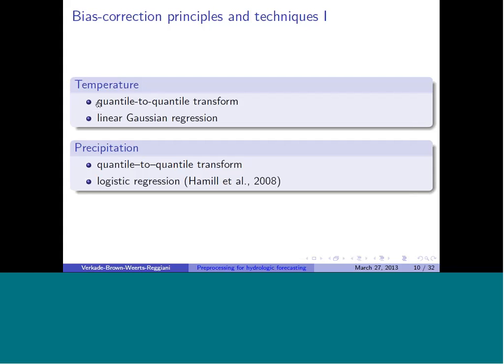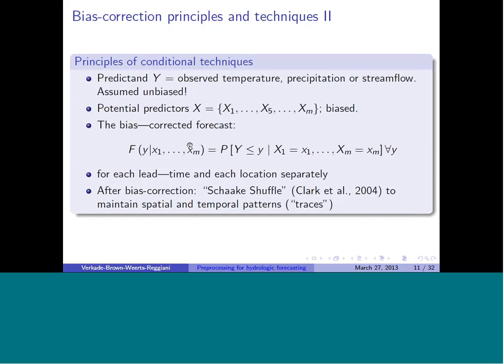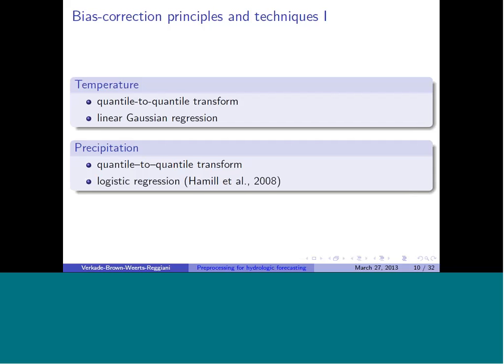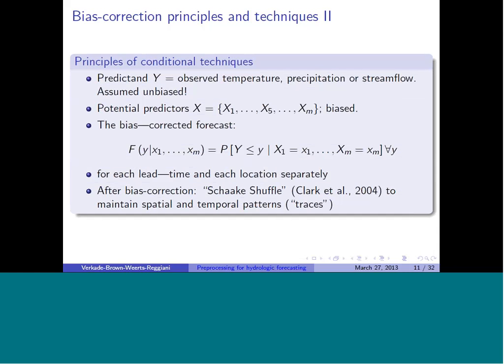In addition, for temperature, we've used linear Gaussian regression, which is a fairly standard method of post-processing temperature forecasts. For precipitation, obviously, the forecast would be non-Gaussian distributed, so we couldn't use the Gaussian regression. We had to resort to logistic regression, which again is a fairly standard technique in this case, and we also apply the quantile-to-quantile transforms. So, going one step back, for temperature and precipitation, we have an unconditional technique, which is the quantile-to-quantile transform, and we have the conditional techniques, which are the Gaussian regression and the logistic regression.